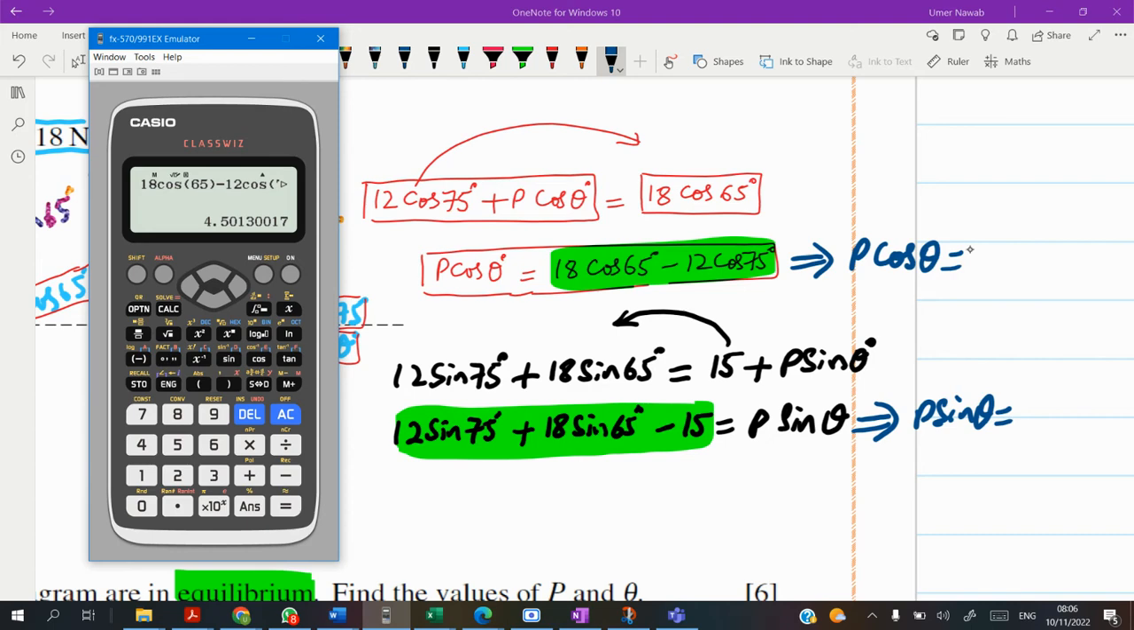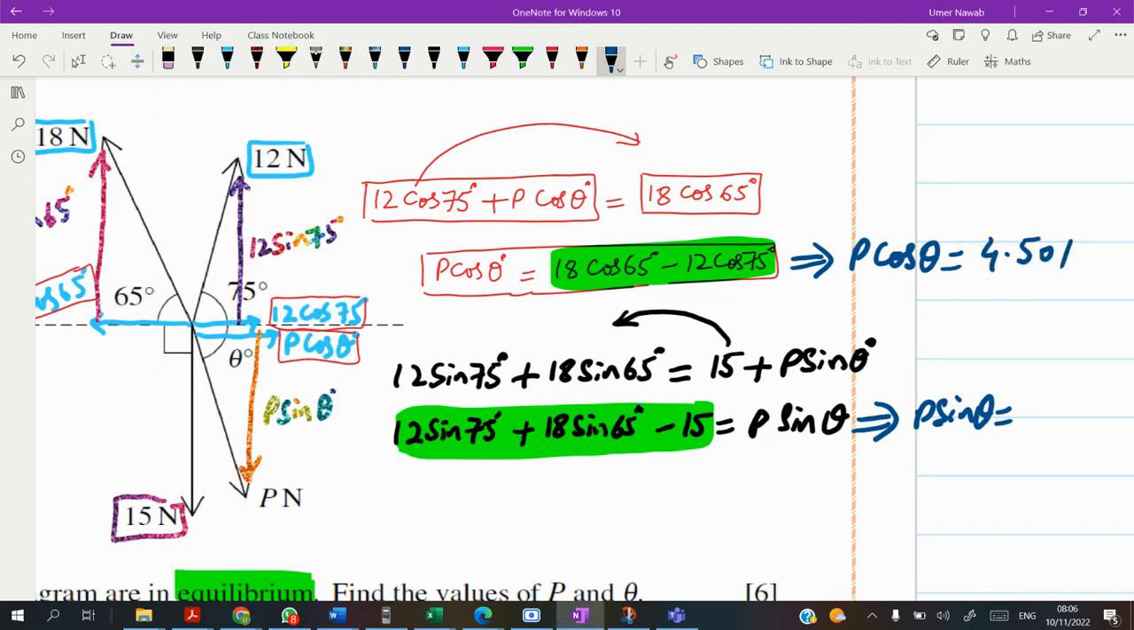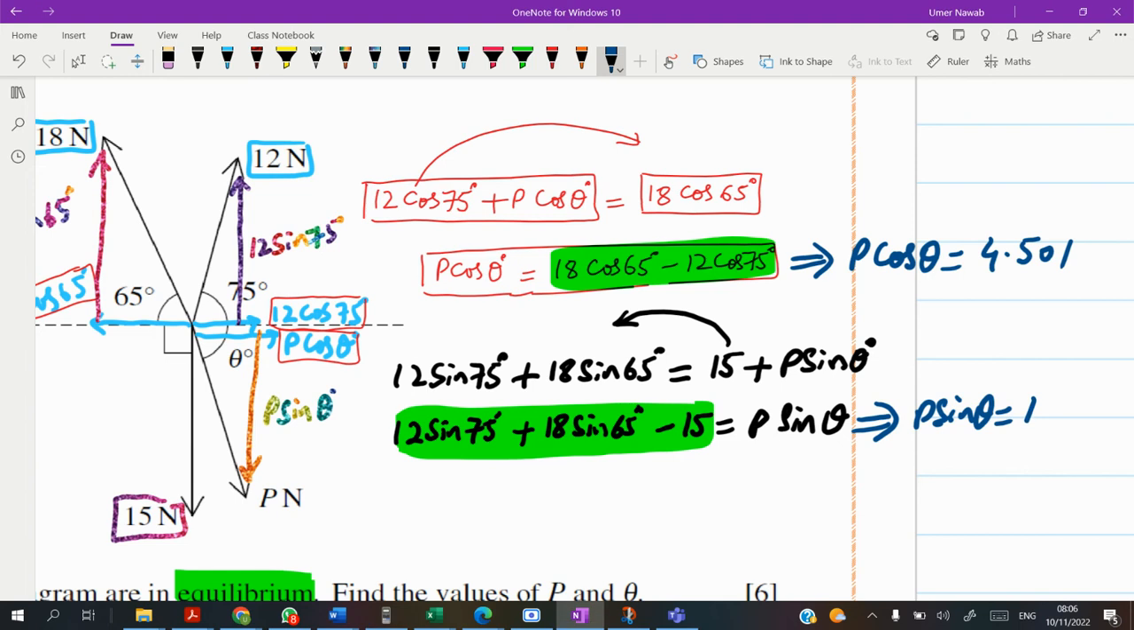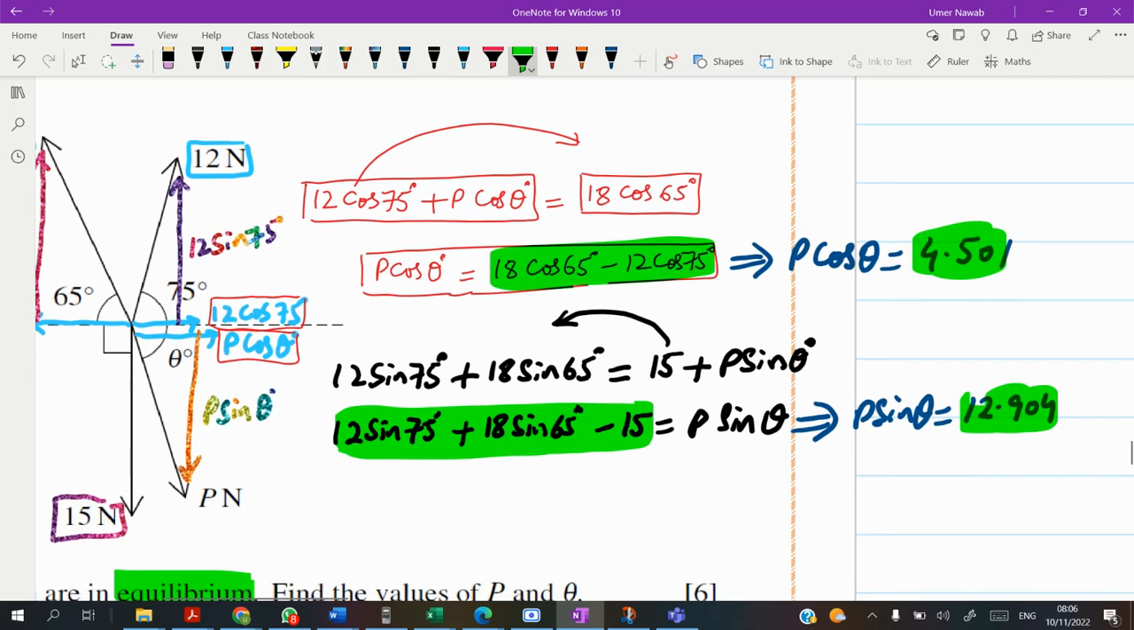4.501. Next, 12 sine 75 plus 18 sine of 65, close the bracket, minus 15, and get your answer 12.90. Or you can write 4 also if you want it. So this is my P cosine theta and this is P sine theta.